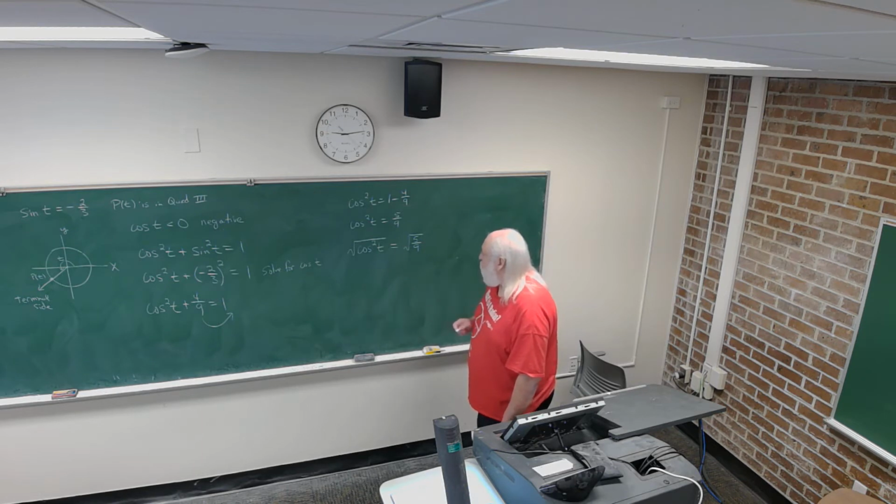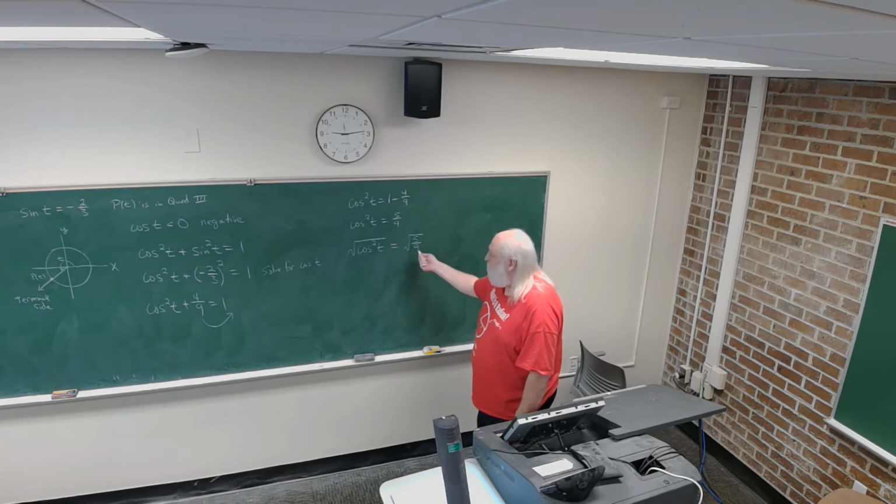So square root of cosine t squared. What's wrong with the right hand side?